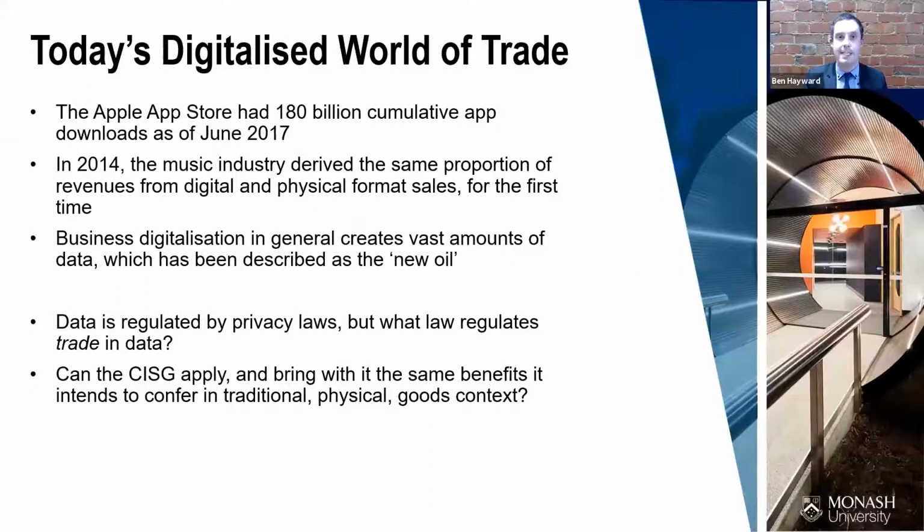So we all know from our everyday lives that data is regulated by privacy laws, but what about this emerging trade in data? What law regulates that data trade as between private contracting parties? So the question I'm posing in this research project is, can data constitute goods for the purposes of the CISG and therefore benefit from the harmonised sales law regime that the CISG establishes in the same way that traditional goods trade is intended to be benefited?